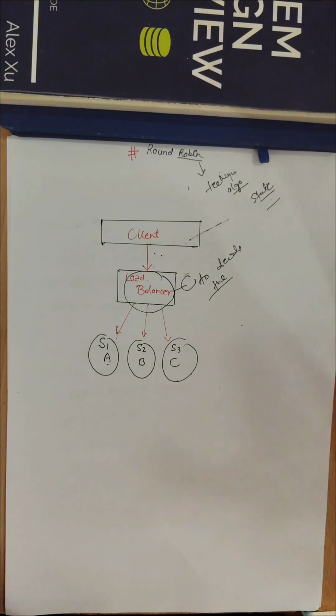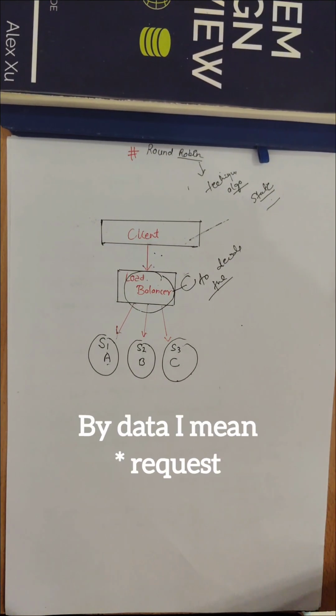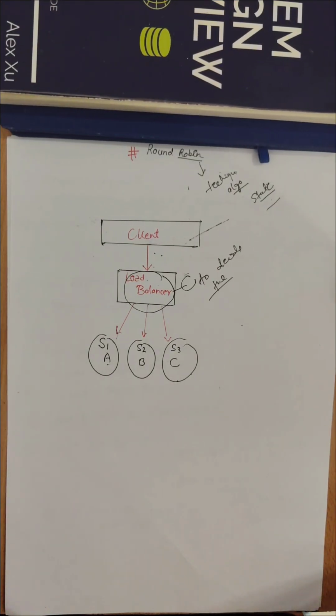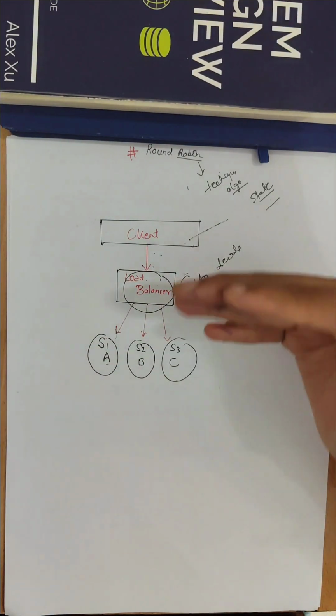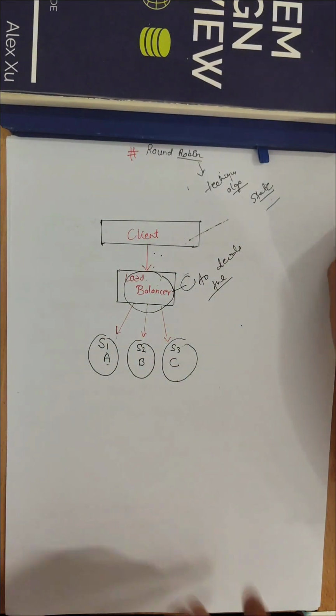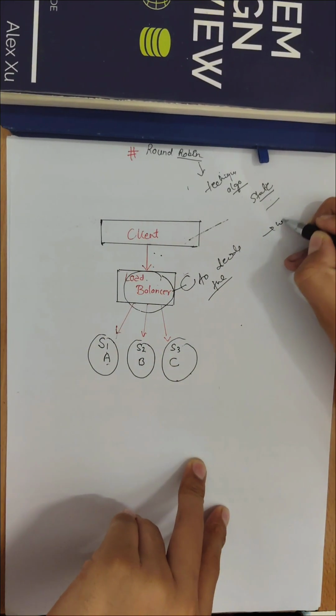I hope you understood the point that round robin is a load balancing technique to decide how the data should be distributed among the servers, considering that all of the servers you are using have the same computational power, and round robin will distribute the requests among the servers by using predefined rules. Now we have understood the what part.